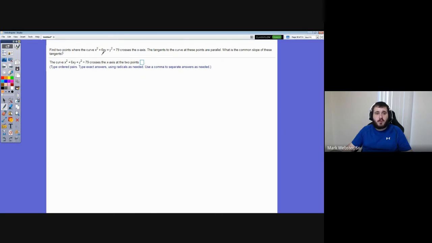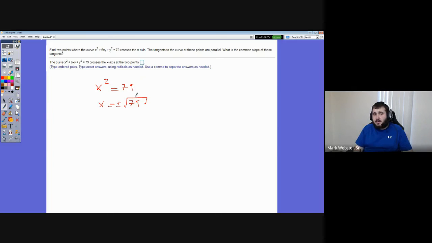Find 2 points where the curve crosses the x-axis. Well, where does the curve cross the x-axis? Isn't that at y equals 0? That's where we cross the x-axis. So all you got to do here is say, all right, well, x squared plus, and then y is 0. So this is literally just x squared equals 79. So the two x values are plus or minus the square root of 79.